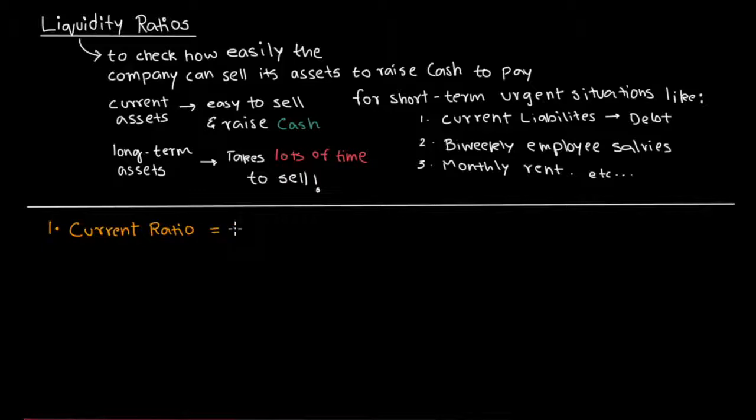Number one, we have the current ratio. The current ratio is equal to current assets divided by the current liability. When you simplify the ratio, it means that for every $1 of current liability, how much current assets do you have to cover that liability? So let's do some examples to understand.